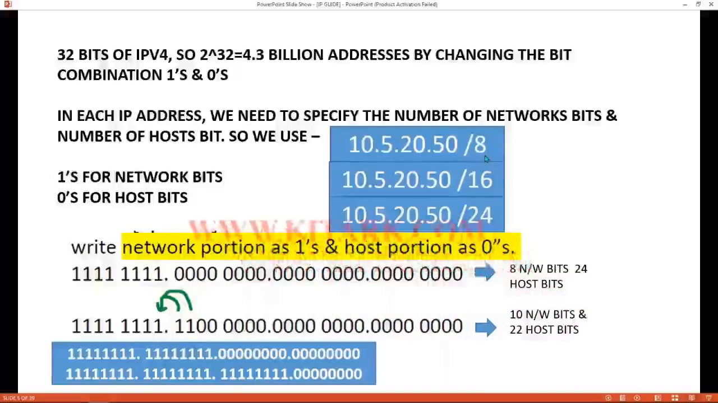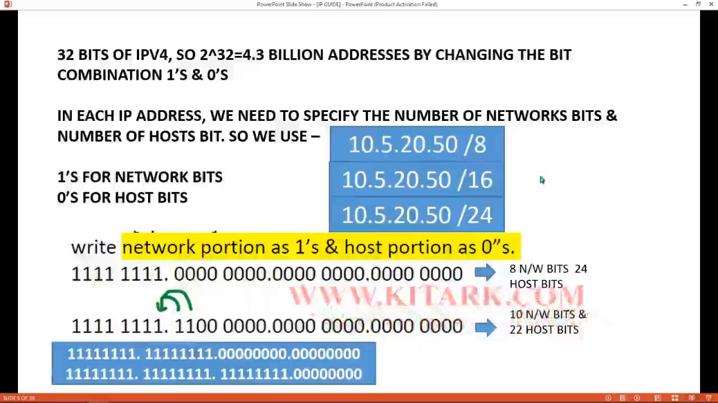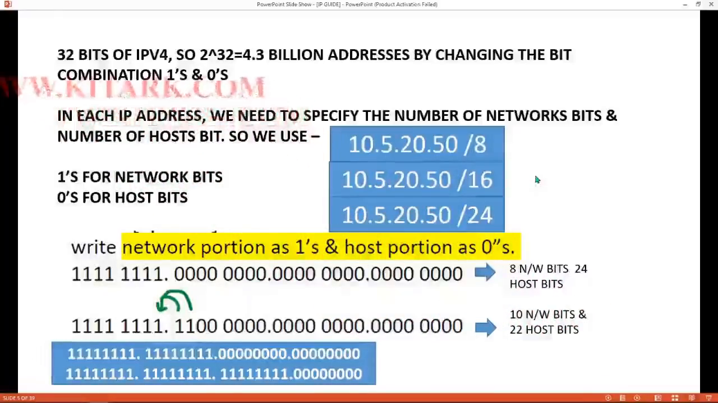And if you want to further increase your network requirement, then you can go for the /16. So in this case, just note down, for /8 your first octet is filled with ones, which means the first octet is used for the network. So altogether 8 bits means 2 to the power of 8, which means 256 networks you can have. When you move to the /16, you have 2 to the power of 16 networks.